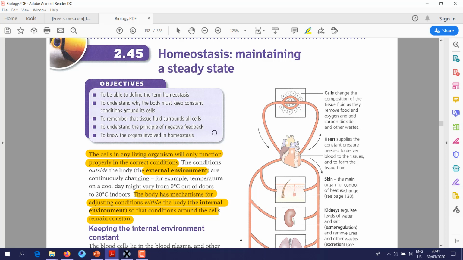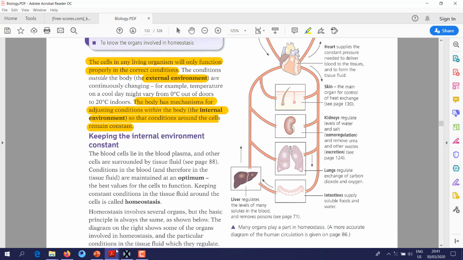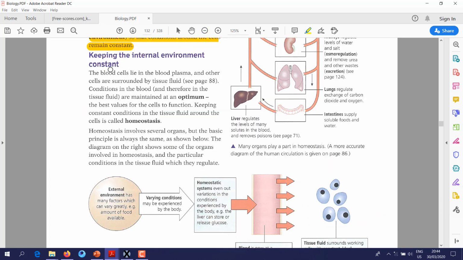So this is what we mean by homeostasis: keeping the internal environment constant. Here, what do we mean by keeping the internal environment constant? We mean the inside of our bodies, the cells in our body.